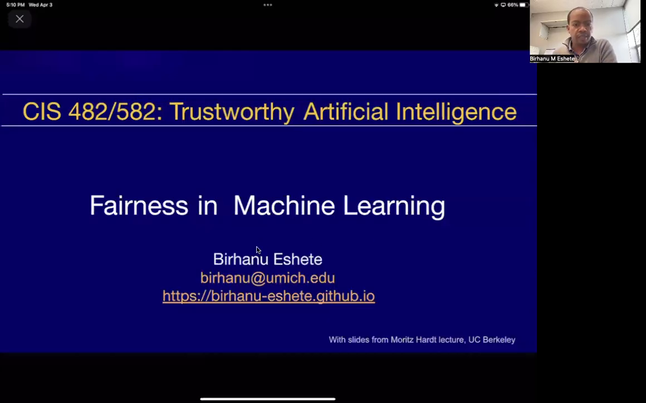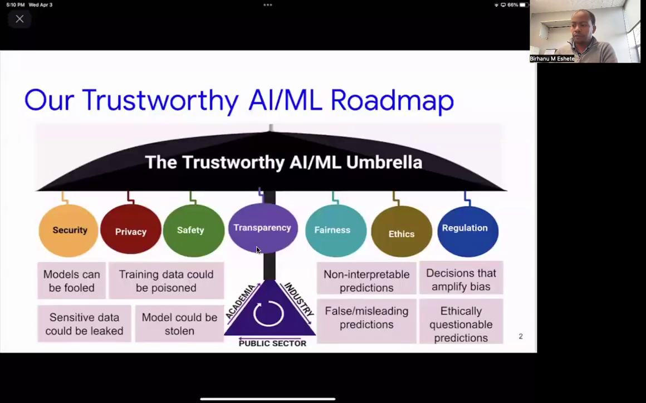Welcome. This is the lecture on fairness in machine learning. So in this lecture, our focus is going to be on the fairness requirement or objective to achieve the trustworthy machine learning or AI umbrella or objective that we've been discussing throughout the course.